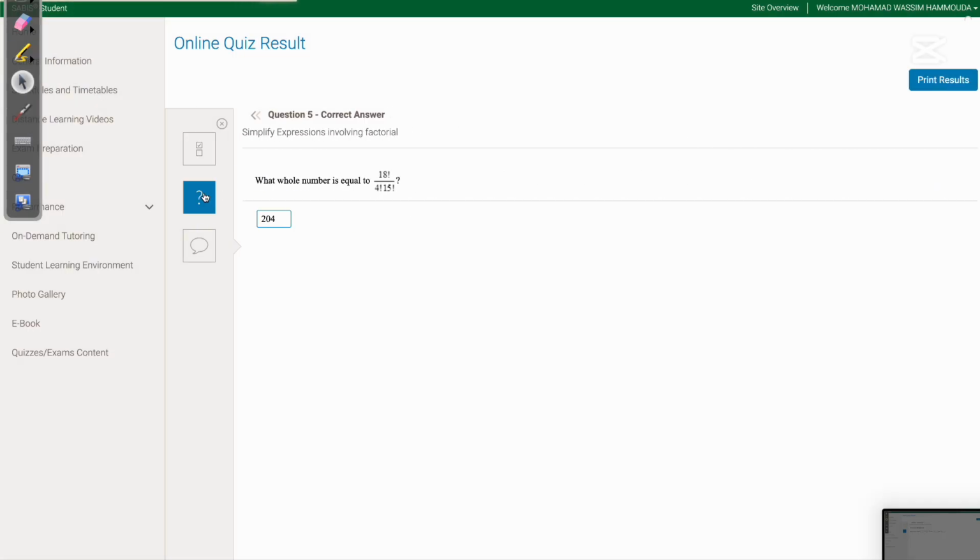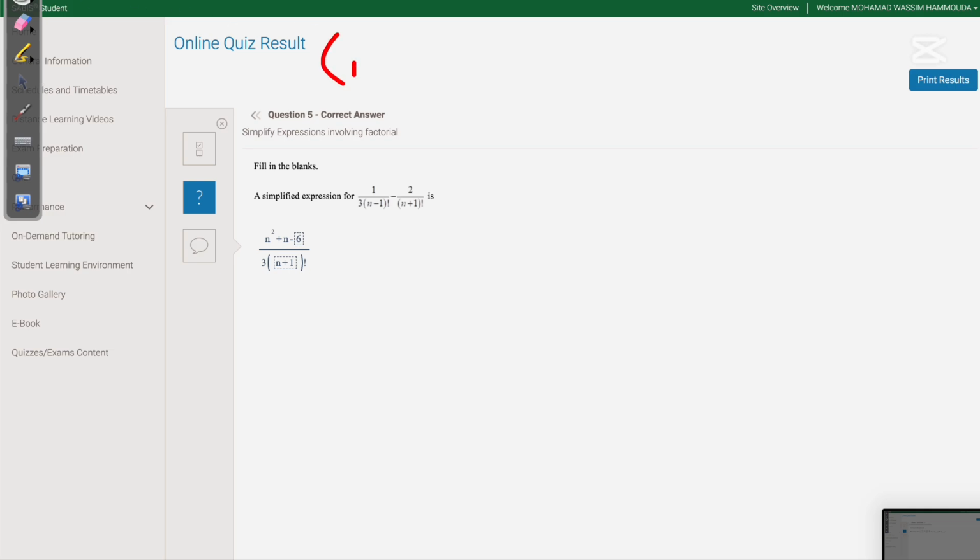Number 5. A simplified expression for 1 over 3 times (n-1) factorial minus 2 over (n+1) factorial. First of all, we need to know that (n+1) factorial, to make it easier for us, is equal to (n+1) times n times (n-1) factorial.